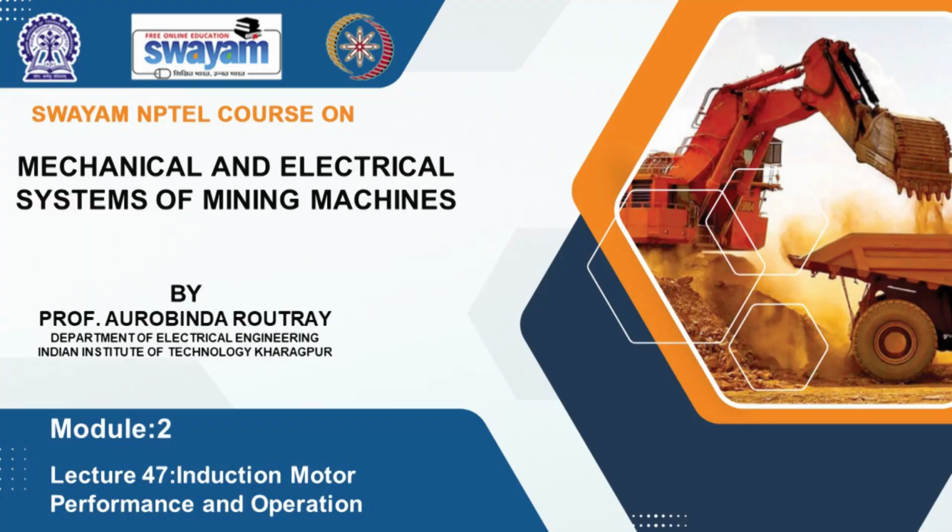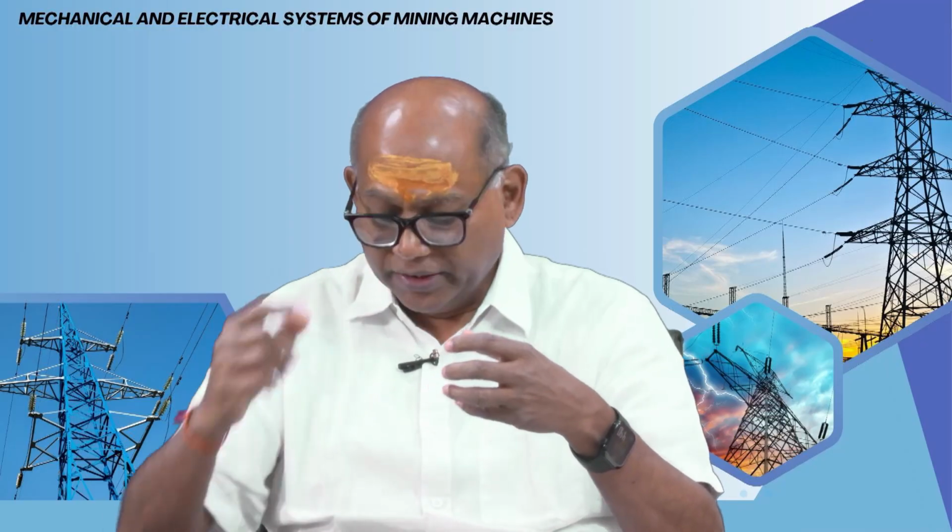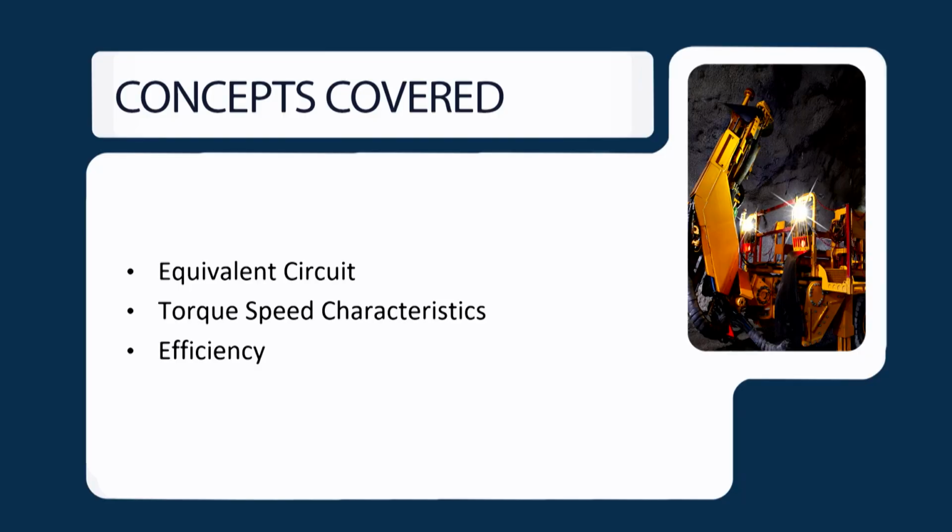So, we will continue with induction motors, performance and operation. Just recapitulating, we have already done how the induction motor is constructed, how the rotating magnetic field is created, and there is a rotor. These rotors are responsible for induced currents, and the induced currents interacting with the rotating magnetic field give us a torque. So, these are the concepts; now how will we analyze the induction motor.